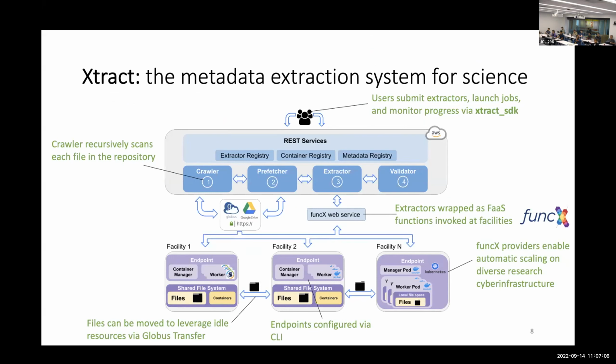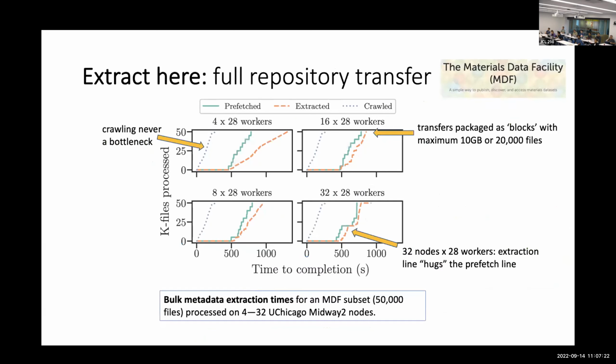funcX providers enable automatic scaling on these diverse machines, as we all know. Files can be moved between machines for more optimal processing by using Globus, and endpoints are all configured using a CLI I built to make my thesis look good in the end, but it actually made Xtract a lot better. So I'm glad I did that. Just in terms of performance graphs, I'm going to fly through these at 100 miles per hour.